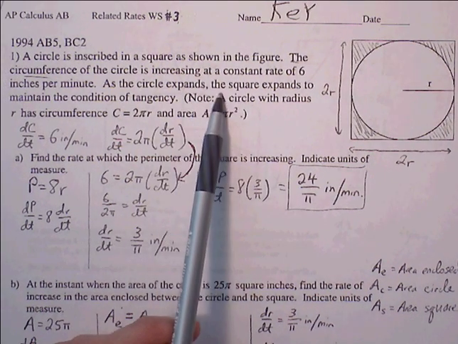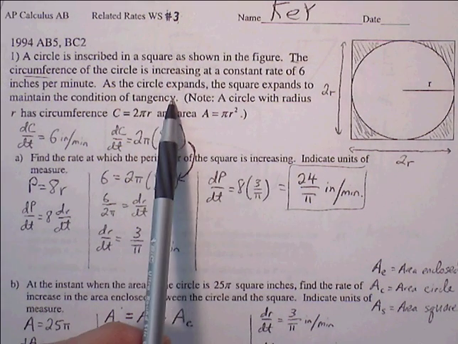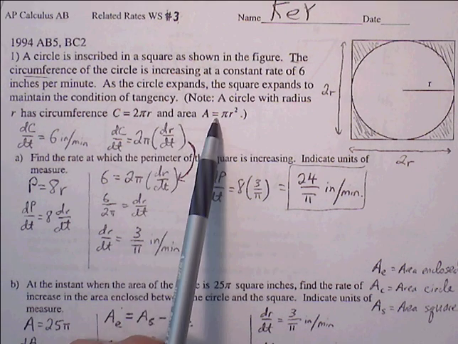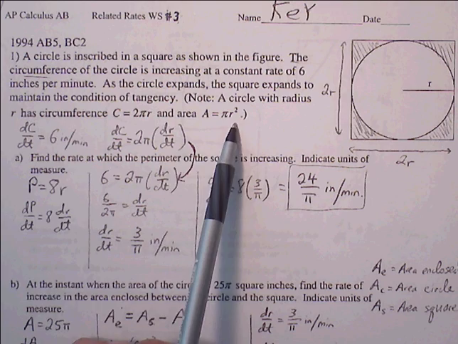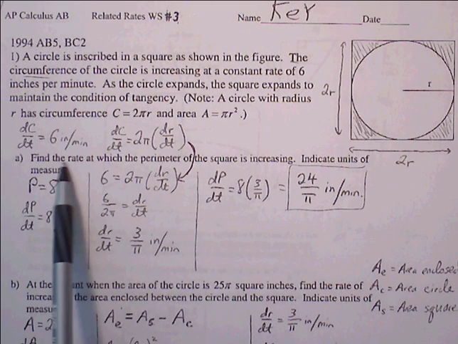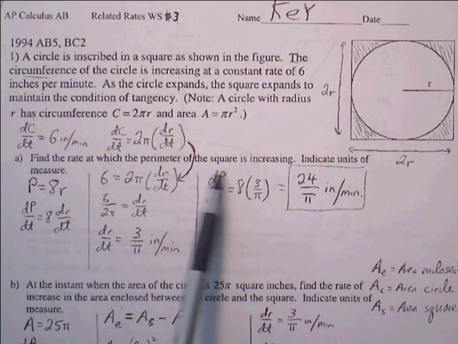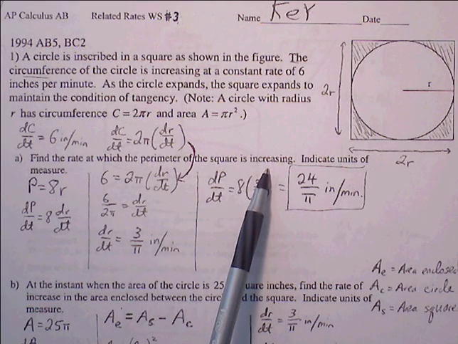As the circle expands, the square expands to maintain the condition of tangency. So we're given some information that we need. Circumference is 2 pi r, area is pi r squared. For part A, find the rate at which the perimeter of the square is increasing. Indicate units of the measure.